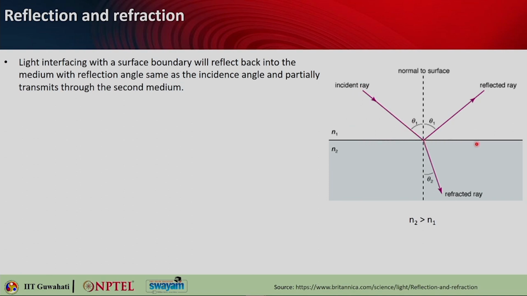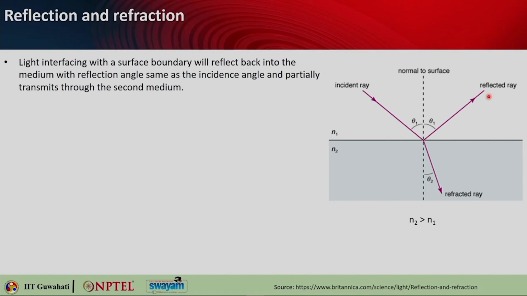This is the interface or boundary between two dielectric media, and as soon as there is an interface where there is a refractive index mismatch, or you can say an impedance mismatch, we know that there will be reflection. So some portion of this incident ray will be reflected back in the same medium. So how do we know the reflection angle? We have seen that the reflection angle is equal to the incidence angle.